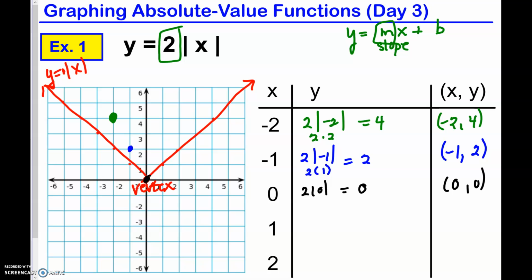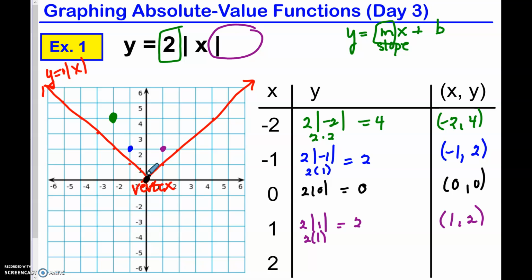All right, now we're going to plug in a 1. So 2 times the absolute value of 1. The absolute value of 1 is 1. So 2 times 1 is 2. So we have the ordered pair 1, 2. Over 1, up 2. Well, it looks like our vertex is still at 0, 0, which makes complete sense because we don't have any numbers here after x, so we are not adjusting our vertex.